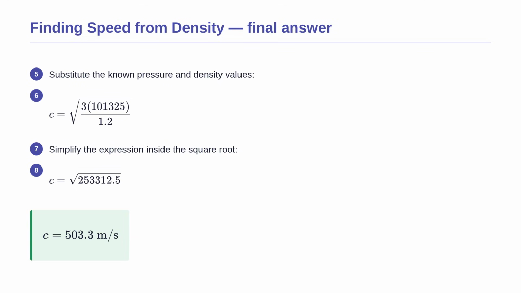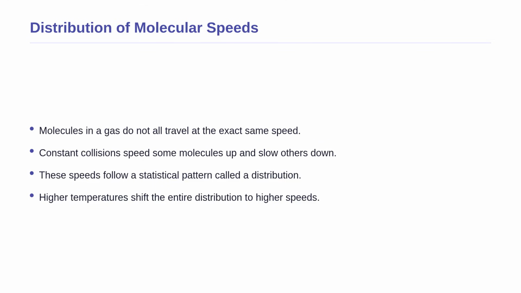Physically, this means that in a gas with normal atmospheric density and pressure, the molecules are zipping around at over 500 meters per second, which is actually faster than the speed of sound. Now that we have calculated average speeds, we must ask an important question. Are all the molecules moving at the exact same speed?